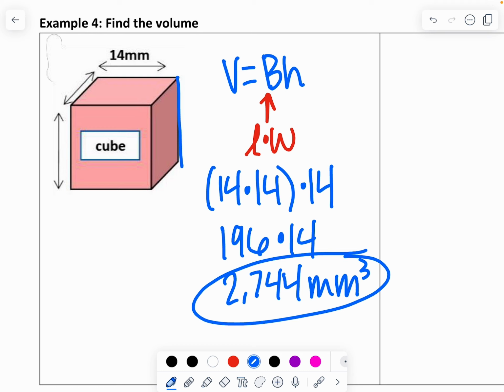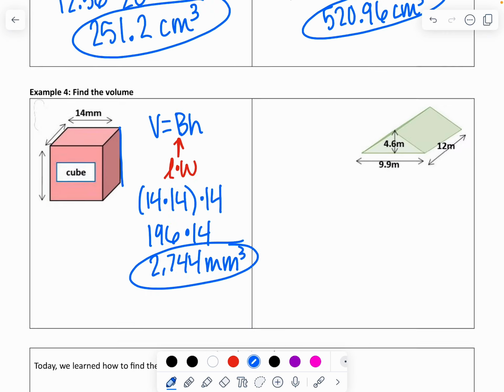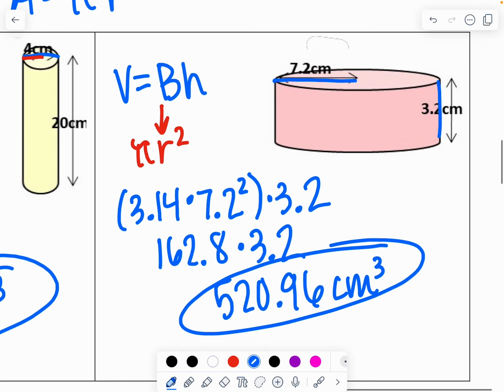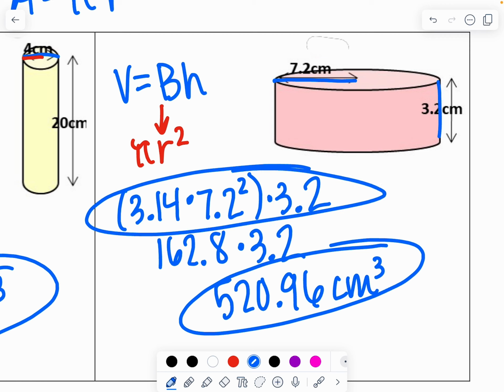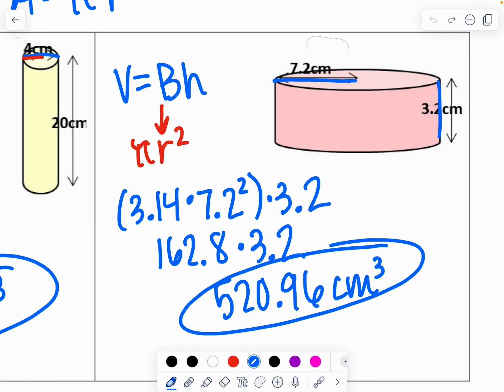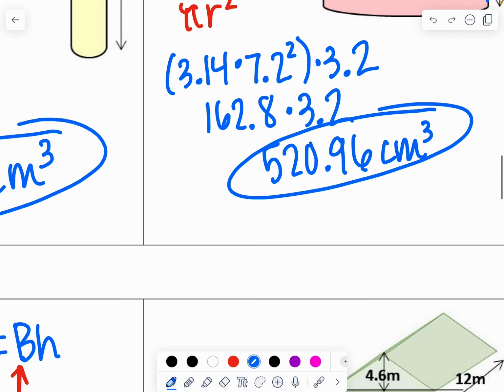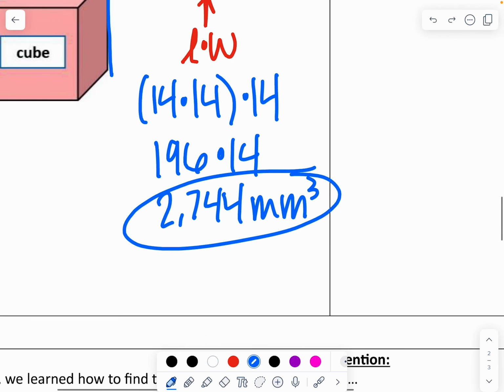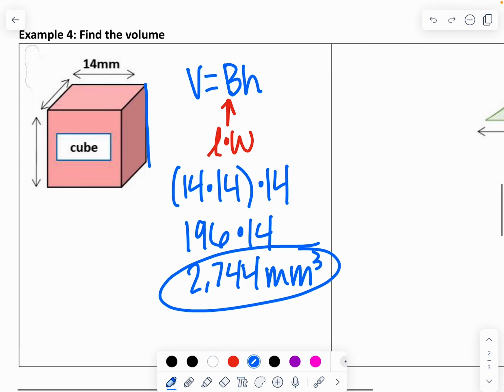Now, you can multiply 14 times 14 times 14 all in your calculator all at once. You could do that for all of these. Back here, you could have put this whole thing into your calculator at once. I'm just showing you that 162.8 is the area of the base, and then we're multiplying it by the height. So that's why I'm doing it that way, but you can multiply just straight across all in one fell swoop.